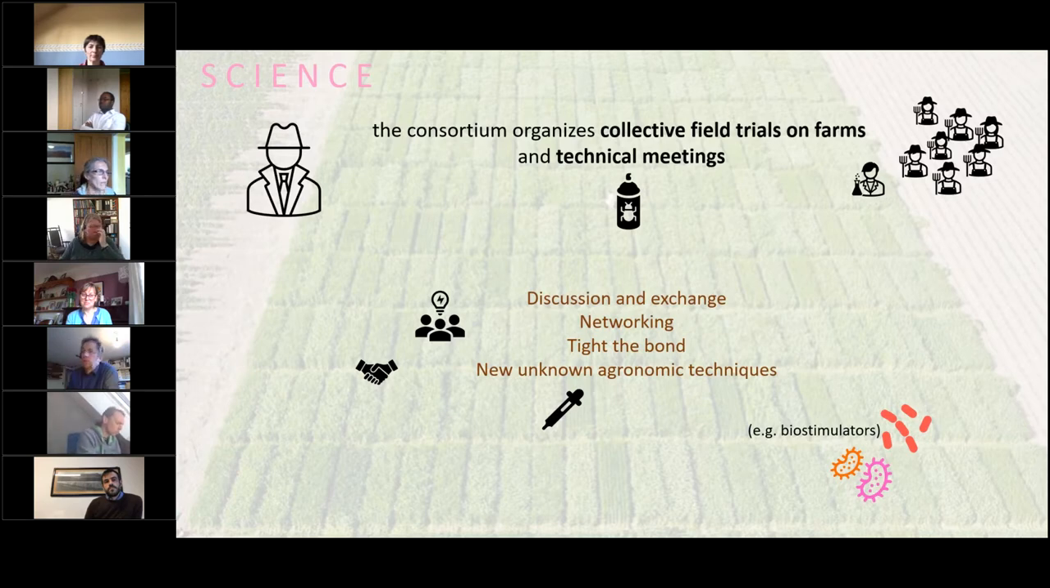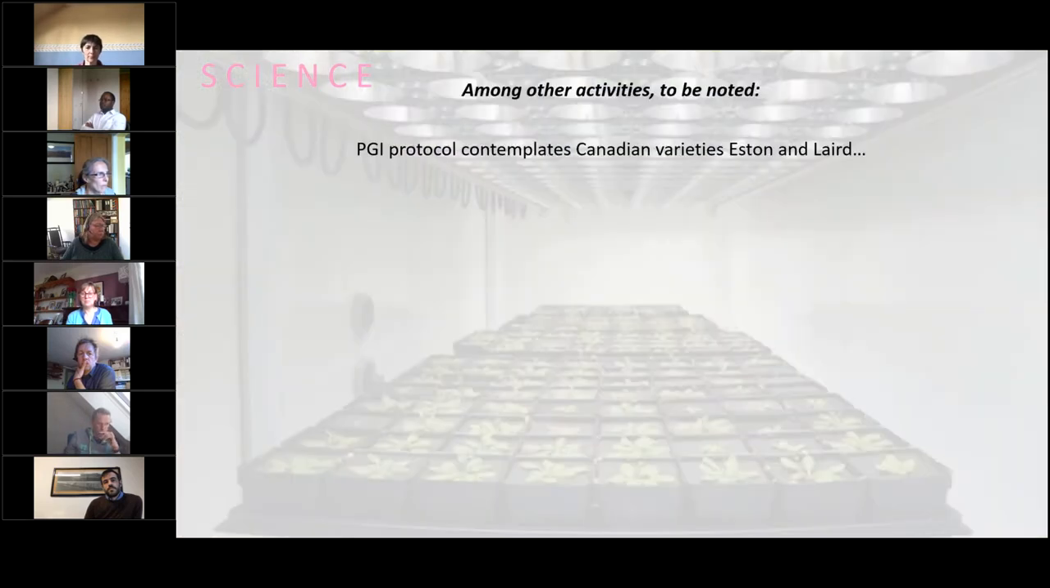For example, they worked a lot on biostimulators. They did several trials in different farms of members of the network. And at the end, they could introduce this new practice in the lentil cultivation. But another very interesting activity is that regarding the genetic research on Altamura lentil.